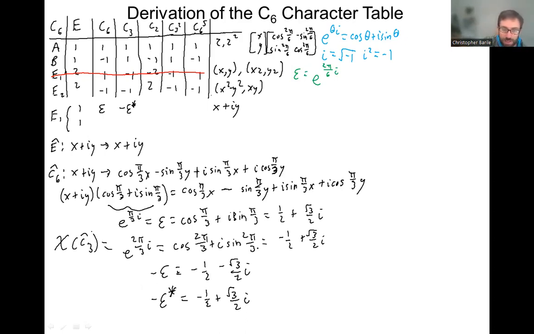Okay. And we're going to do a very similar thing now for, well, C2 in a second. C2 is going to be pretty easy. Let's go through C2. I'm going to erase here just to get us some space ready.